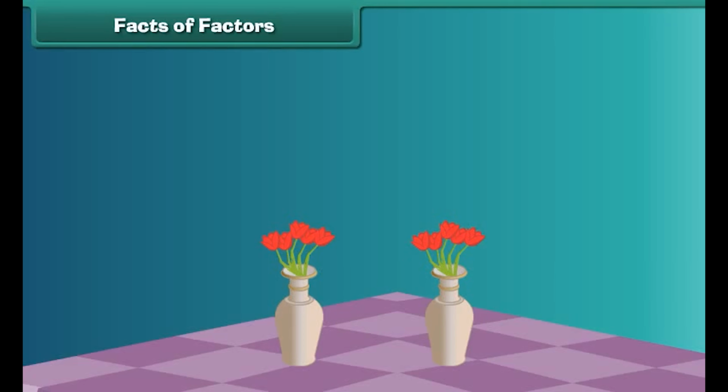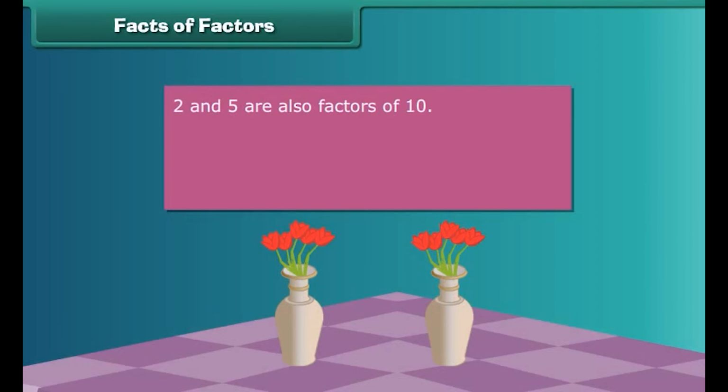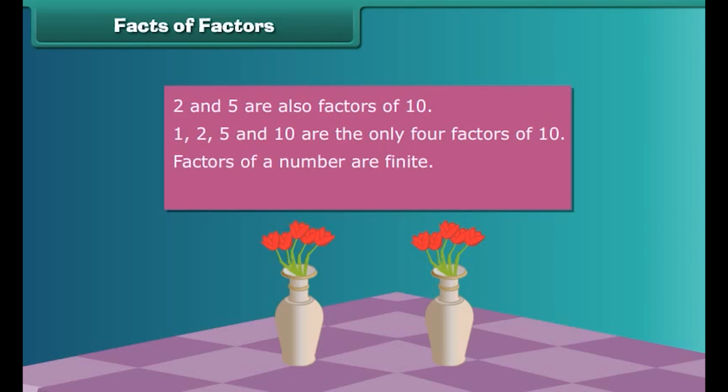Prerna's mother tries out one more arrangement. She places 5 roses each in 2 vases. We can express this arrangement as 5 multiplied by 2 is equal to 10. 2 and 5 are also factors of 10. As there are no more arrangements possible, it is clear that 1, 2, 5 and 10 are the only 4 factors of 10. Therefore, we can say that factors of a number are finite. A number is the greatest factor of itself.